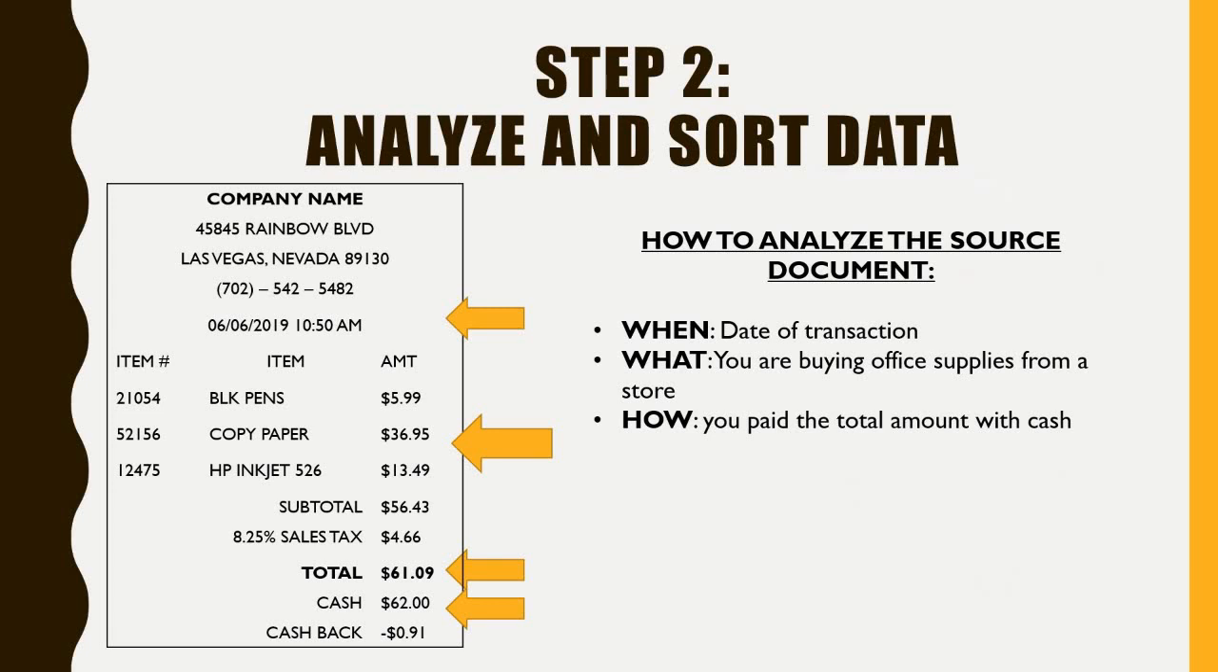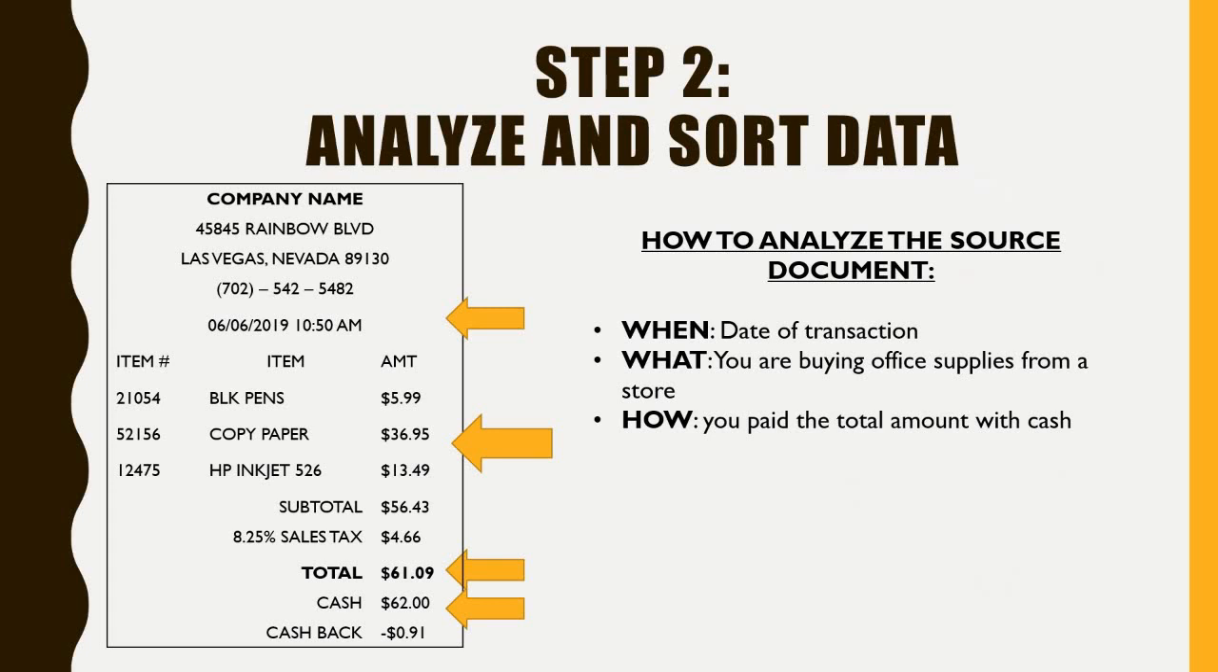Okay, so in this case, we talked about the why. You ran out of office supplies, so you went out to buy them. Now, this is what you bought: you bought ink, pens, and paper. Okay, and then how? How is going to answer how much was the total amount and how did you pay? It cost me $61.09. How did I pay? I paid with cash. Okay, so that's how we analyze a source document, answering the who, what, when, where, why, and how.